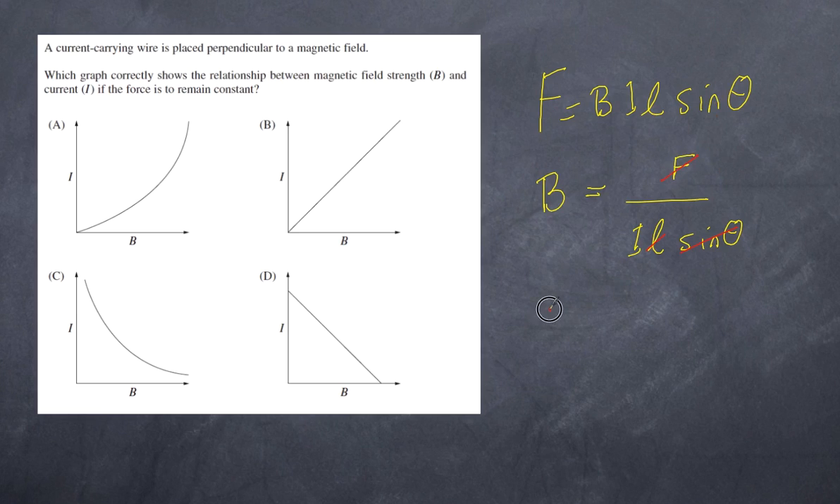So what we end up getting is that B is proportional to 1 over I. In other words, they're inversely proportional to each other. The only graph that represents this is C.